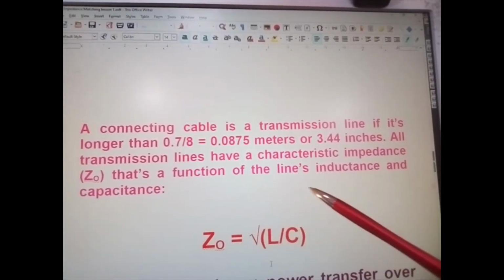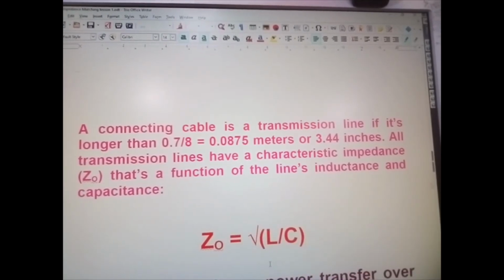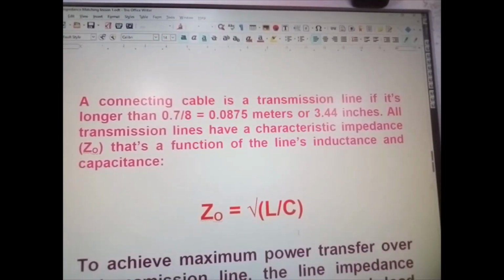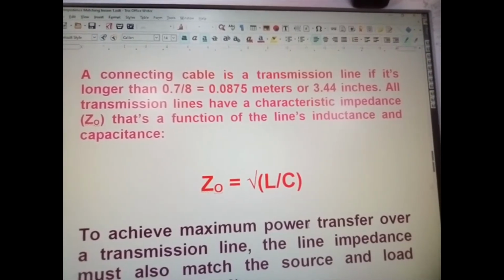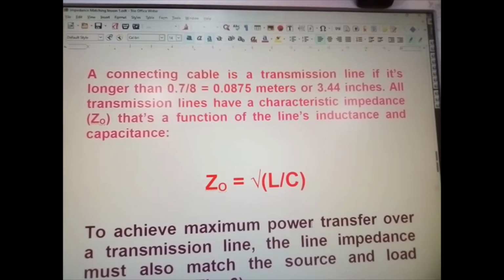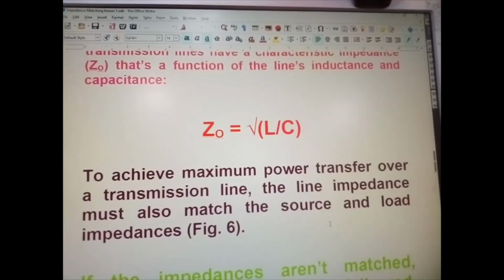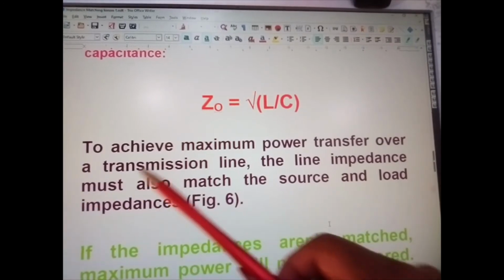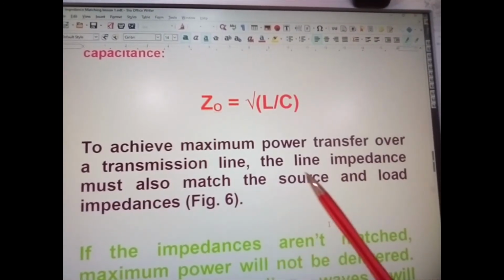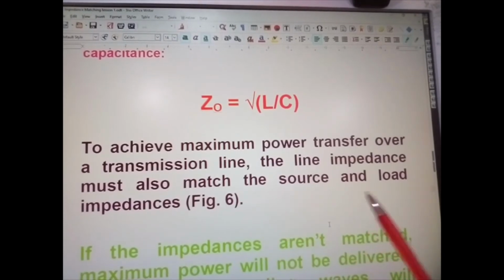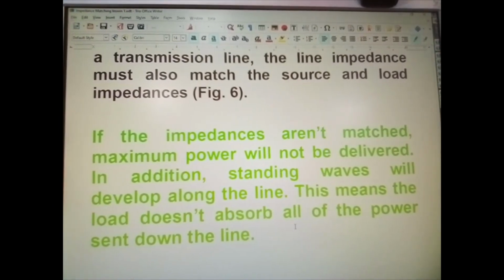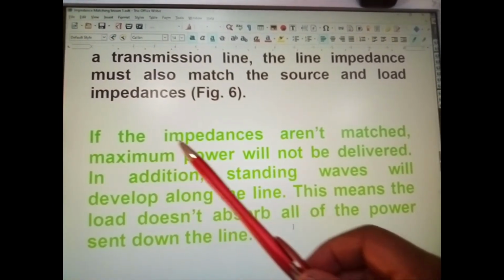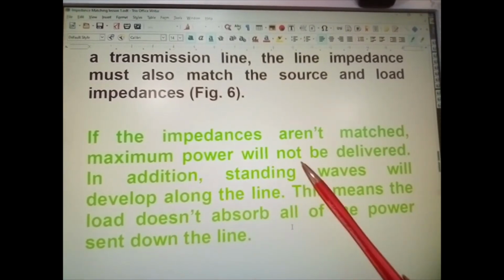That's a function of the line's inductance and capacitance. So to find Z0, you have to determine the square root of L/C. Again, do some additional reading here for yourselves. I'm only giving you a brief outline. To achieve maximum power transfer over a transmission line, the line impedance must also match the source and load impedances. If the impedances aren't matched, maximum power will not be delivered.